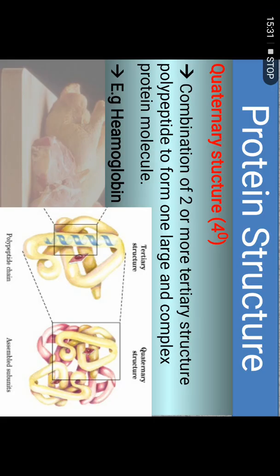Examples are hemoglobin, the one example that you see. This quaternary structure, your hemoglobin, you have learned it can carry oxygen, right? So how do they carry it? Actually each of these tertiary structures will carry one oxygen. The shape is folded in such a way that they can carry oxygen. So that is a little bit of explanation.